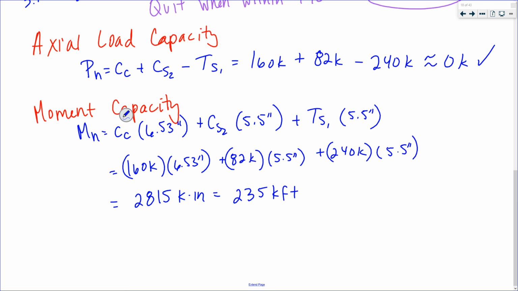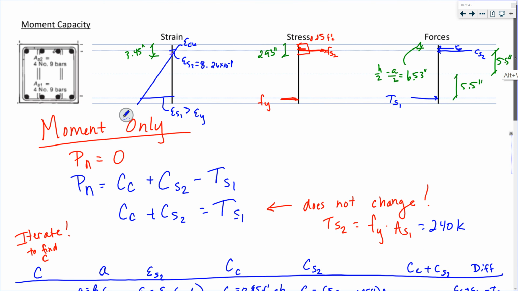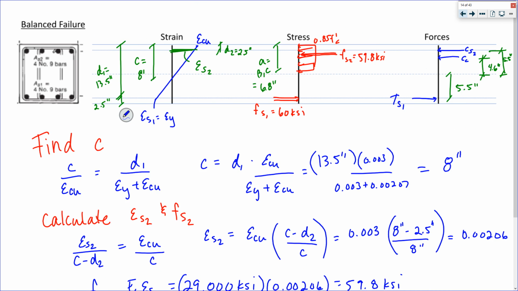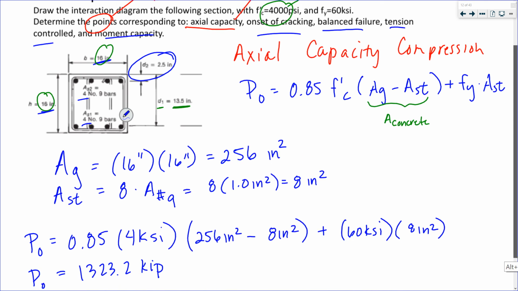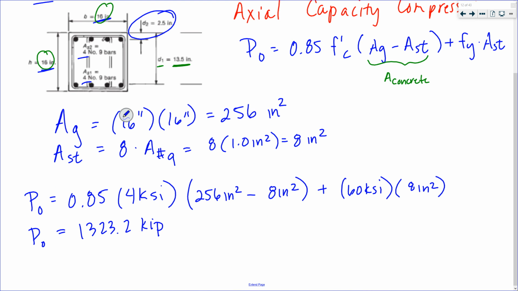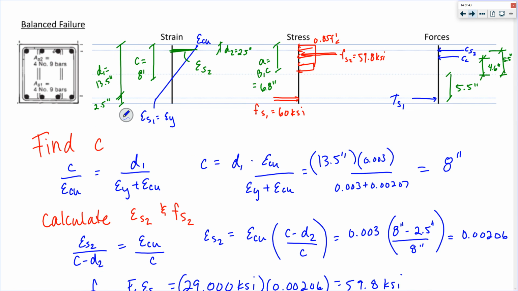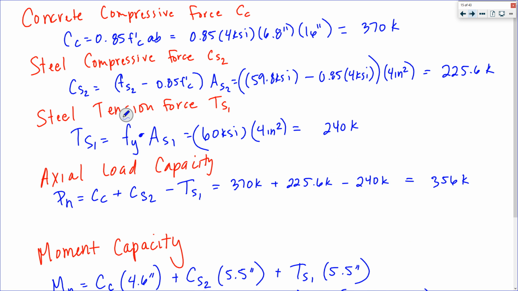Those are the values associated with axial capacity, onset of cracking, balanced failure, tension controlled, and moment capacity. Super longest example ever, right? If you have any questions, I understand. Great. I'm going to stop here.